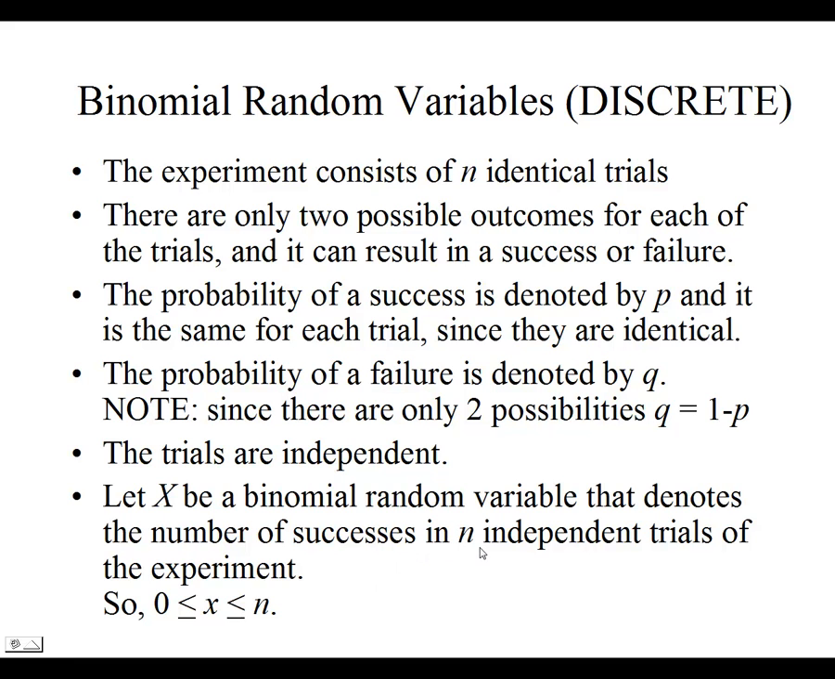So n again is the independent trials, so we can either have 0 successes or any number of successes up to and including n. So x is going to be a number between 0 and n inclusive. Inclusive meaning we can include 0 and n.